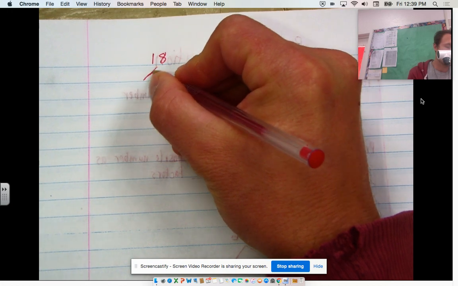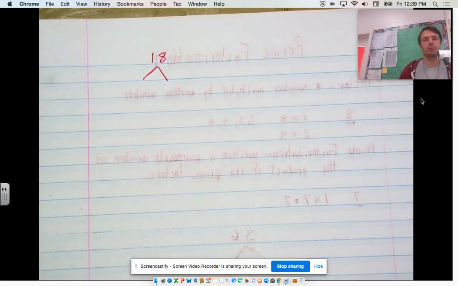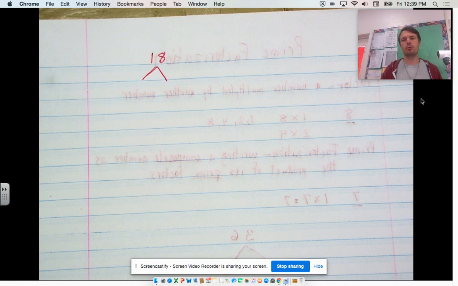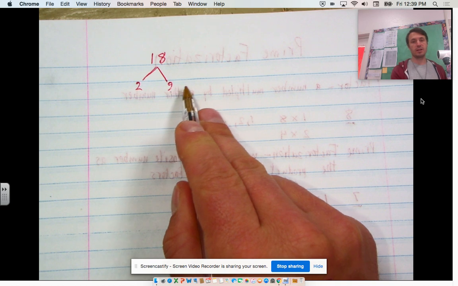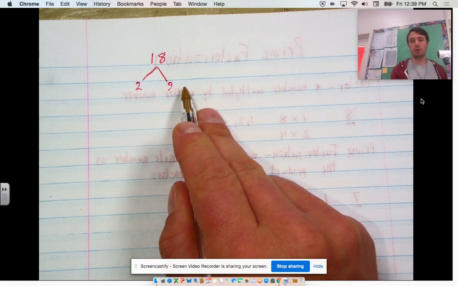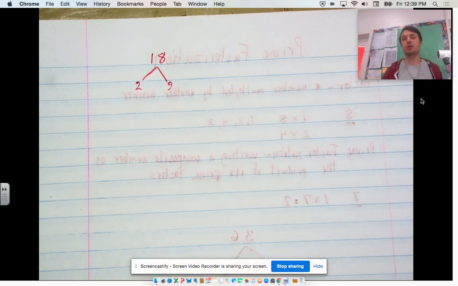So what you do is 18 sprouts branches, and you pick any two numbers that can be multiplied together to equal 18. So you could have picked 3 and 6, or you could have picked 2 and 9. I'm going to do 2 and 9. Now, if you have 3 and 6 there, that's fine too. What matters is that you get the same answer at the end. You don't have to make your tree the exact same way.